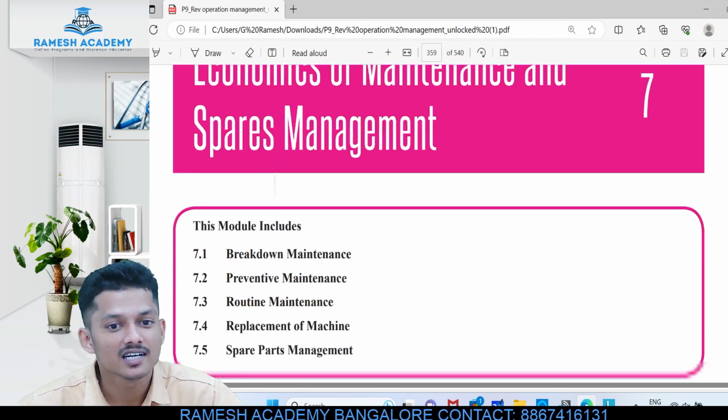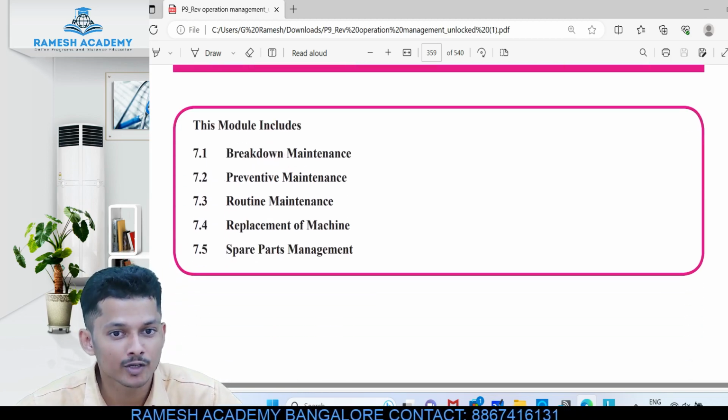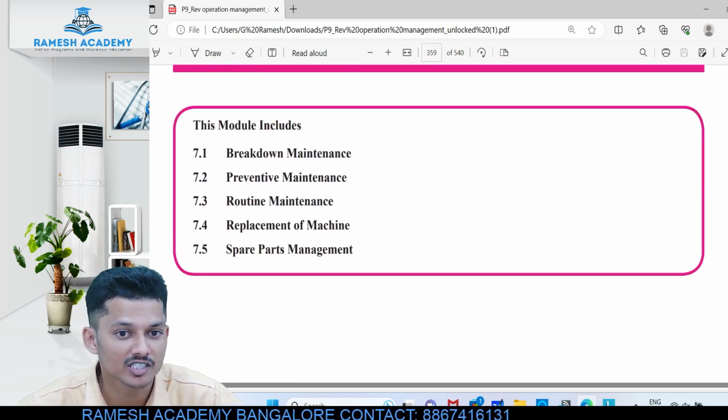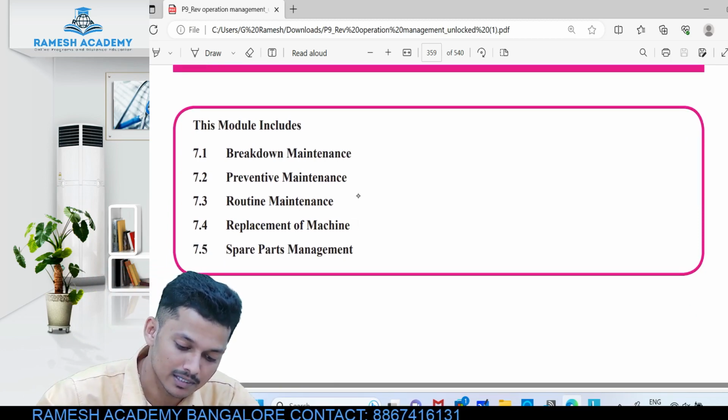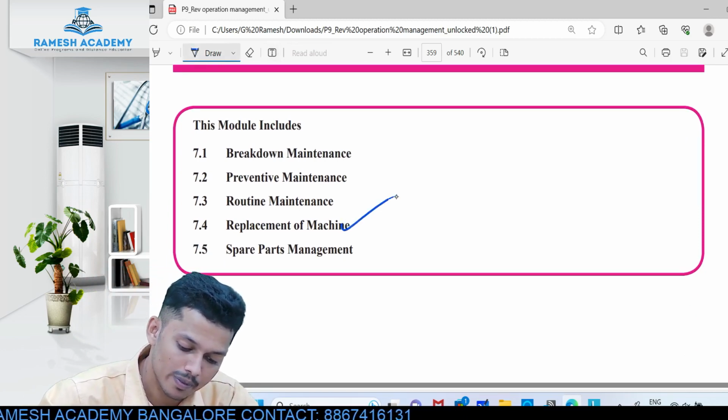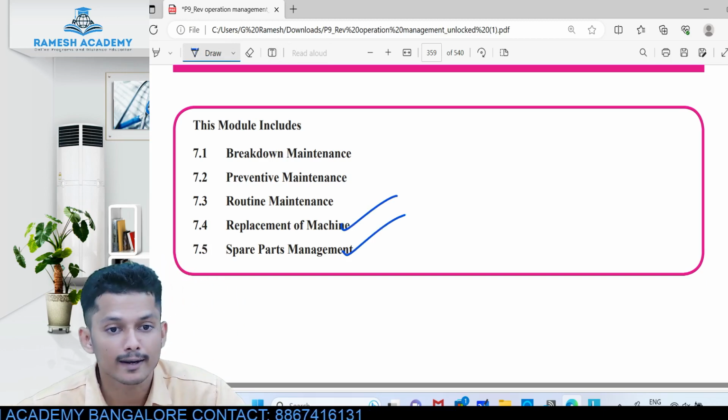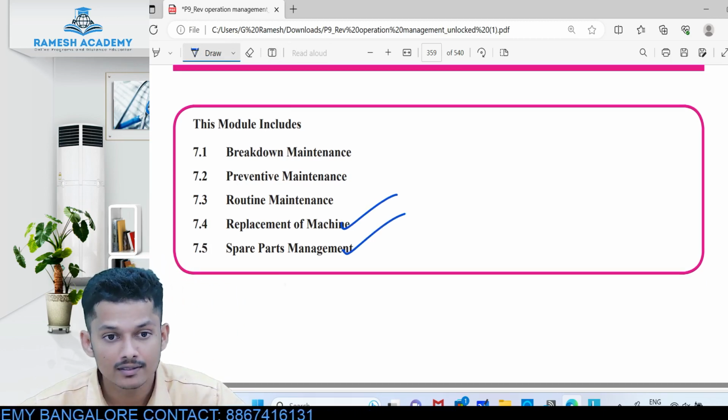Clear? Yes. This module includes breakdown maintenance, preventive maintenance, routine maintenance, and replacement of a machine. And this is mainly important, replacement. These two are very important. Okay, in this. Clear? Next, let's see.